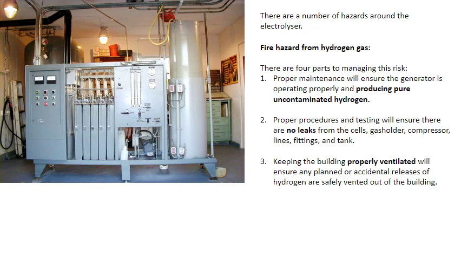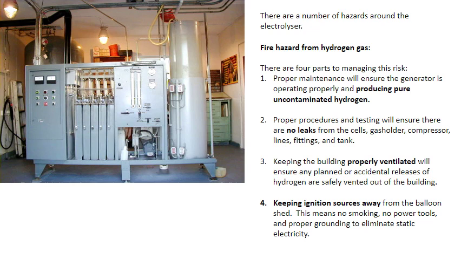Third, keeping the building properly ventilated will ensure any planned or accidental releases of hydrogen are safely vented out of the building. Fourth, keeping ignition sources away from the balloon shed. This means no smoking, no power tools, and proper grounding to eliminate static electricity.